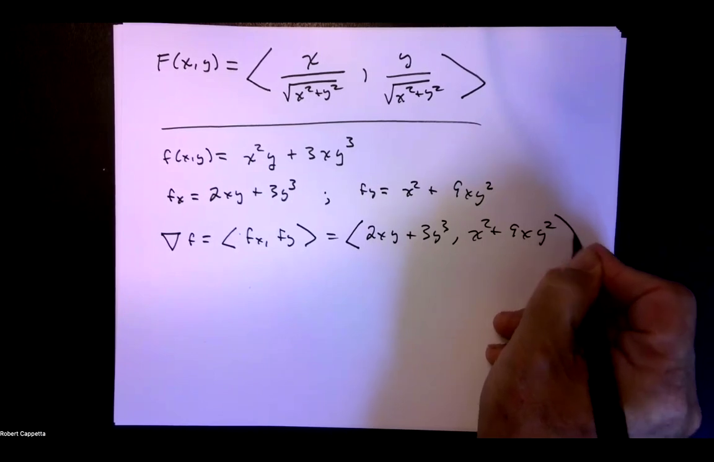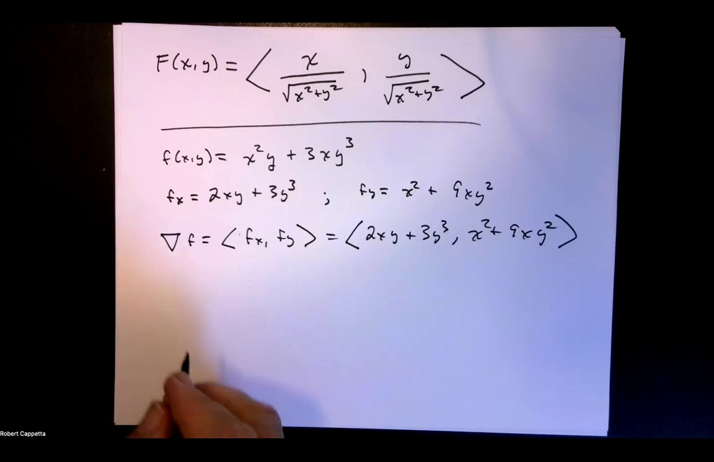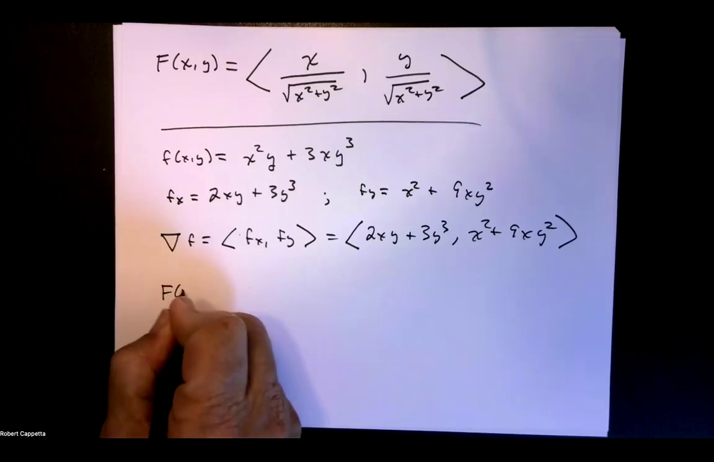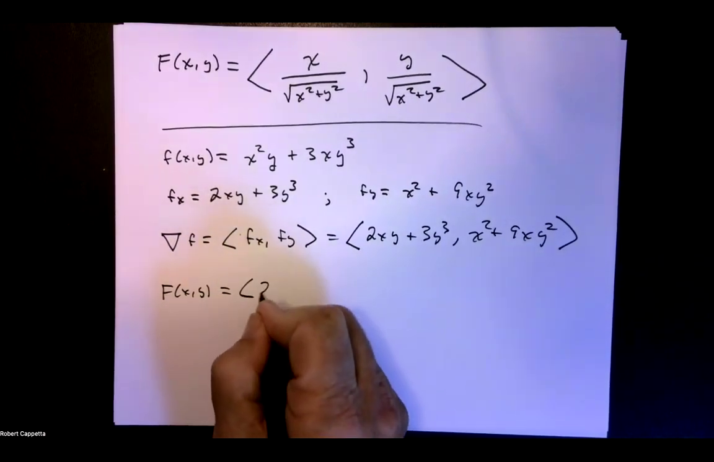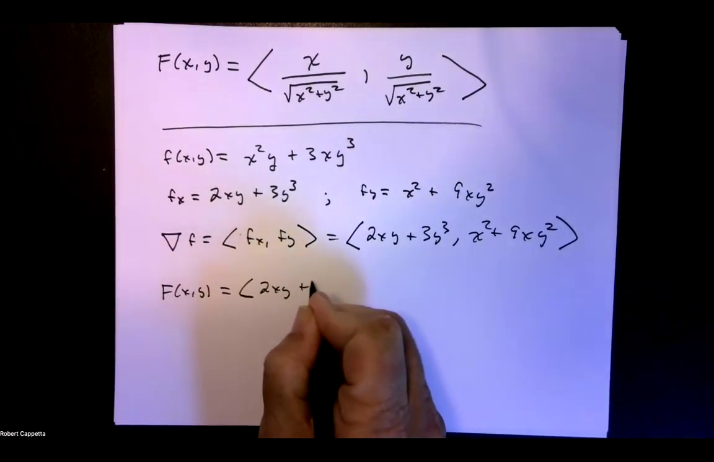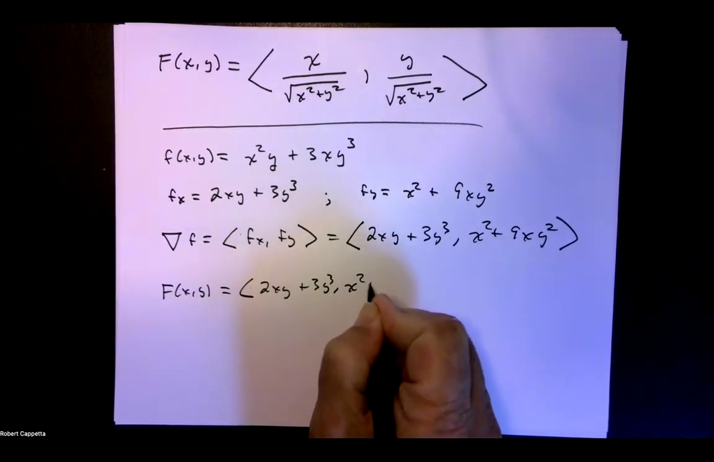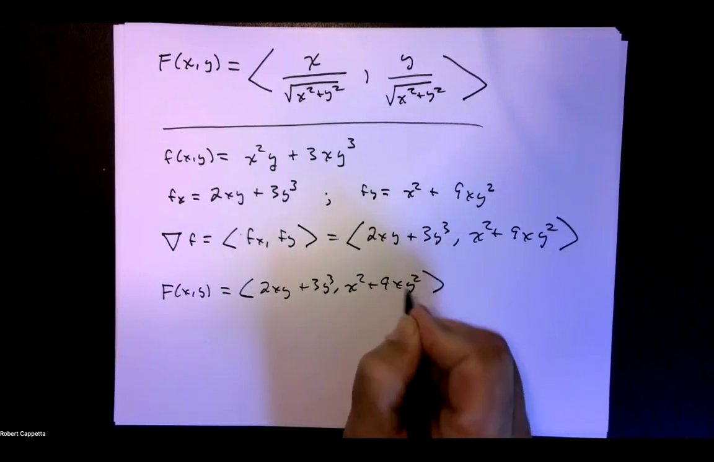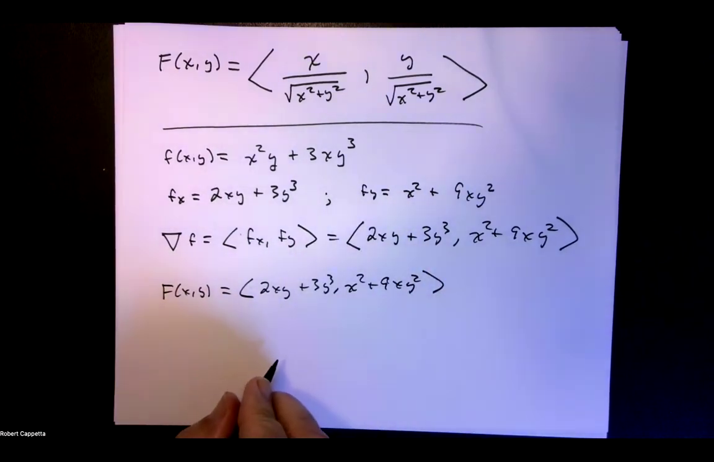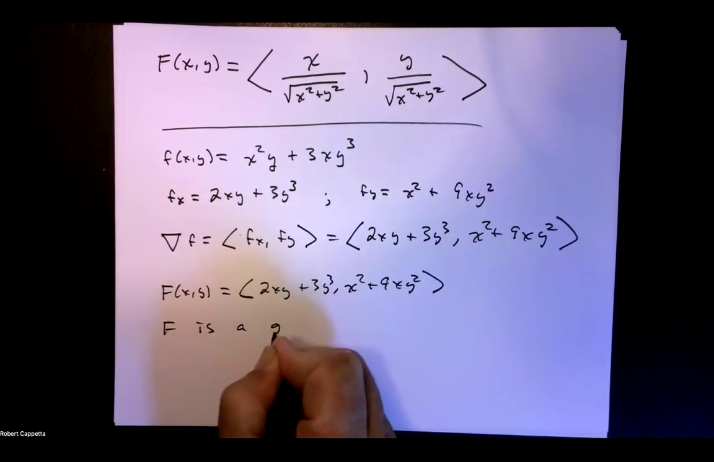And I want you to recognize that this is a gradient field, right? In this case, what we say is we say this thing, big F of xy, the vector field written that way, 2xy plus 3y cubed comma x squared plus 9xy squared is a gradient field because it is the gradient of some function. So big F is a vector field. Big F is a gradient field.